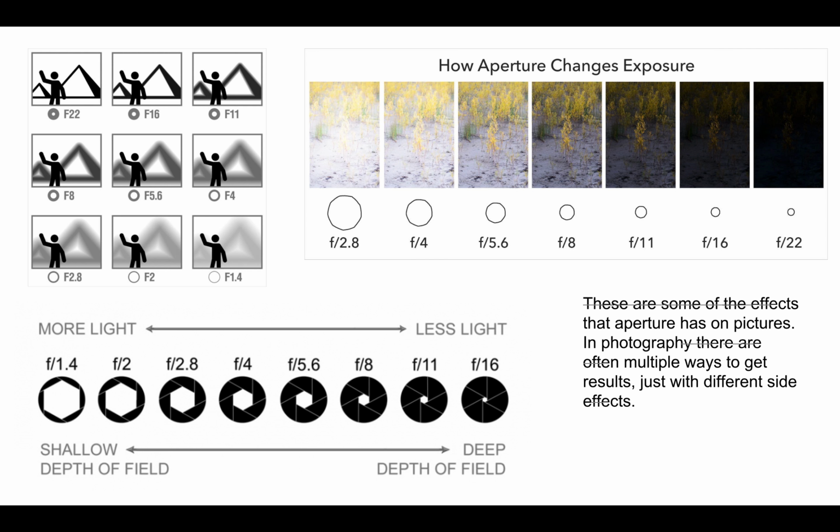Aperture is how wide open your lens is. The lower the aperture number, the wider open your lens is, and the higher the number is, the smaller the lens is. I know, it's confusing, right? But I guess we just have to work with it.